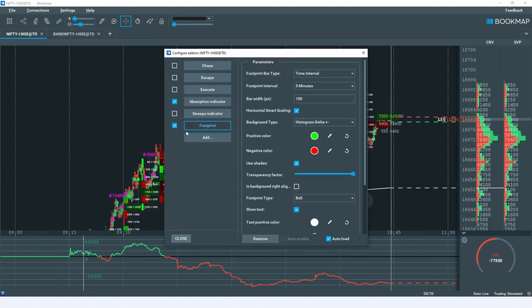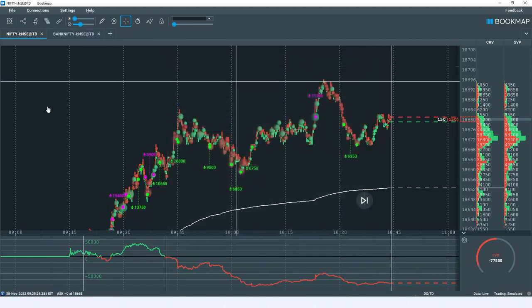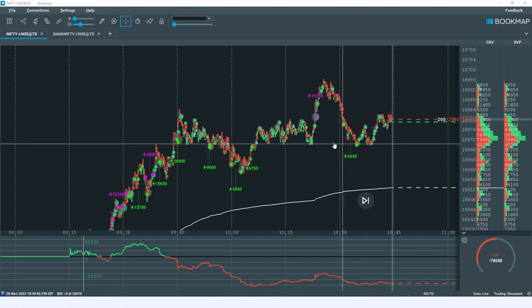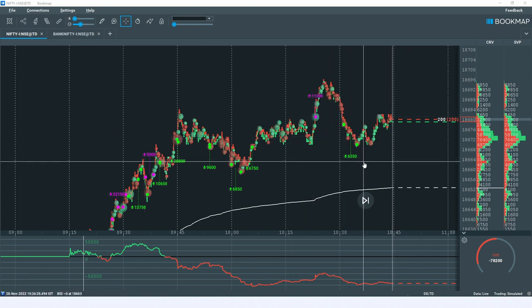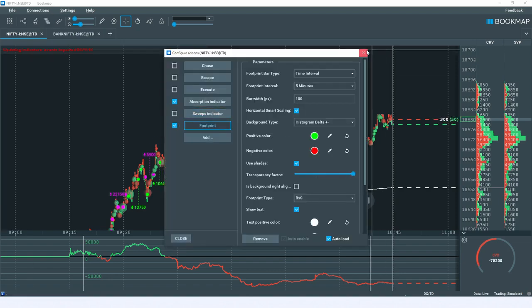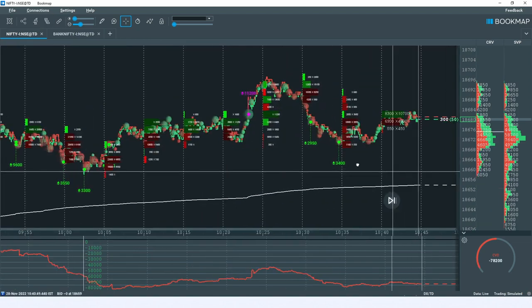Let me disable the footprint and show you. We can clearly see that wherever the absorptions are taking place, obviously the market is forming a structure over there. That's the beauty of the absorption indicator, very critical, and we can combine both absorption and the footprint charts to gain more clarity and also conviction. All right.